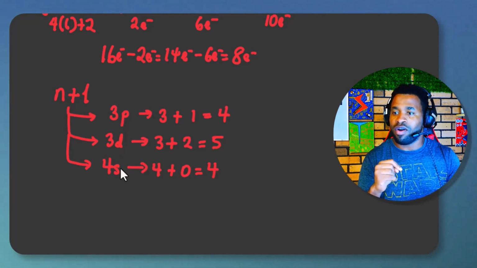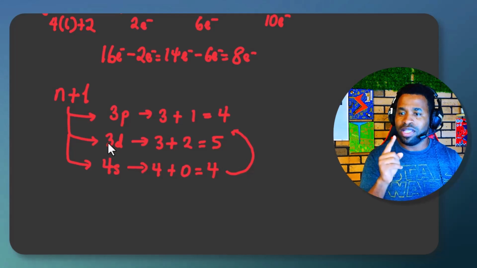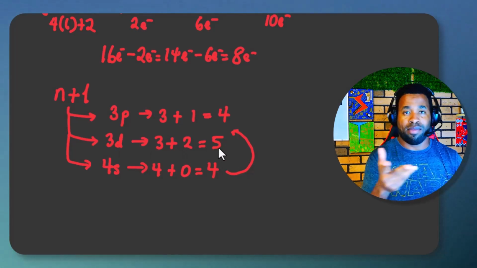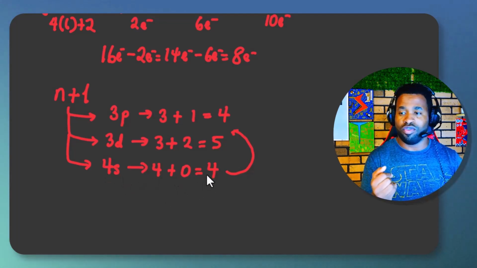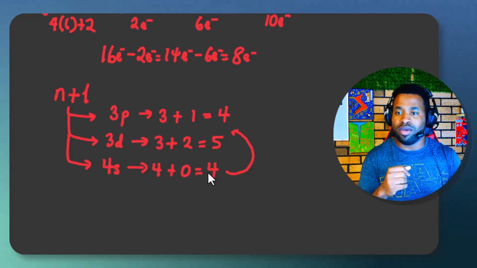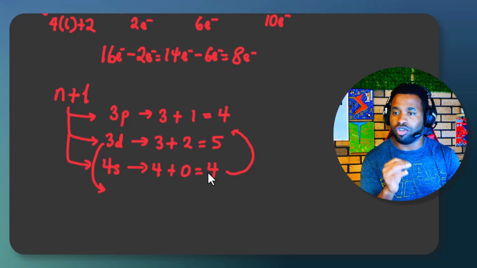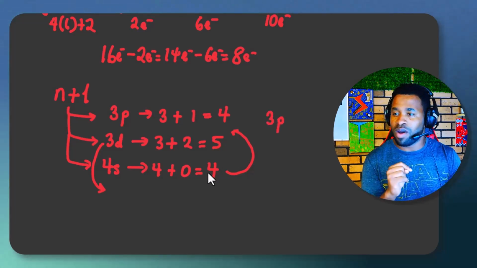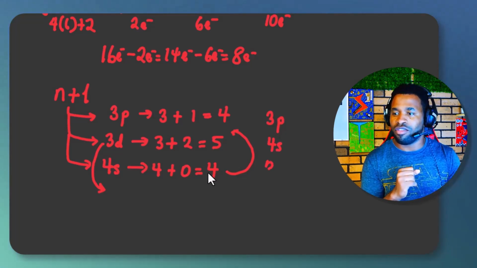And so our 4s is going to be next after our 3p, and then our 3d, because its n plus l value is 5, which is greater than the 4s's n plus l value. That means our 3d will be filled later. So that is the actual order. The order is we're going to fill our 3p first, followed by our 4s, and then we fill our 3d.